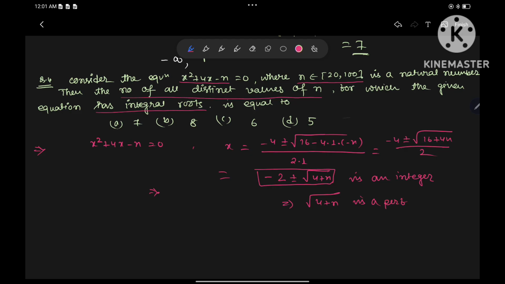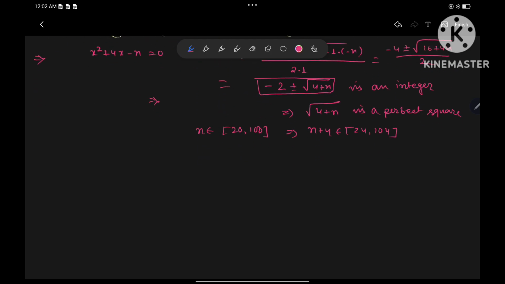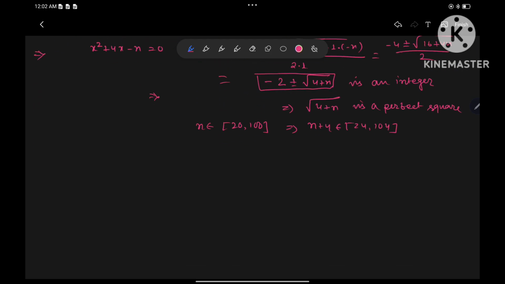So since this is an integer, root over 4 plus n is a perfect square. Okay, perfect square. So n belongs to 20 to 100. So from here n plus 4 also belongs to 24 to 104. So what will be the value of n plus 4 in this interval for which that will be a perfect square? So n plus 4 can be 25, then 36, then 49, then 64, then 81, then 100.